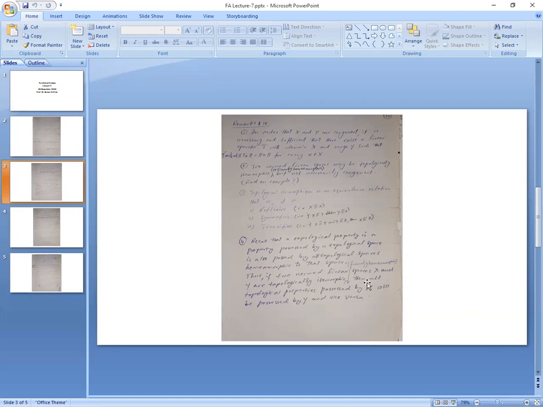Sir, और फिर प्रूव क्या करना है? We have to prove that X and Y are topologically isomorphic or linearly homeomorphic.